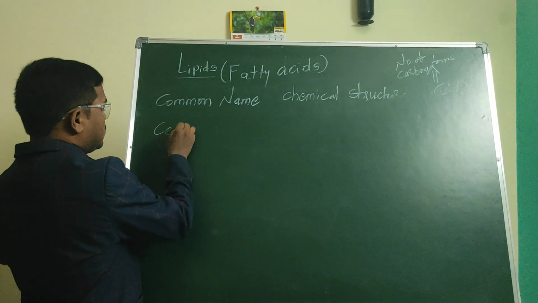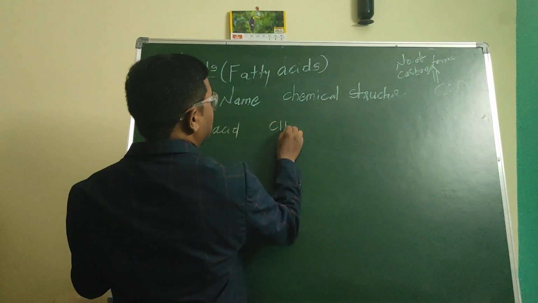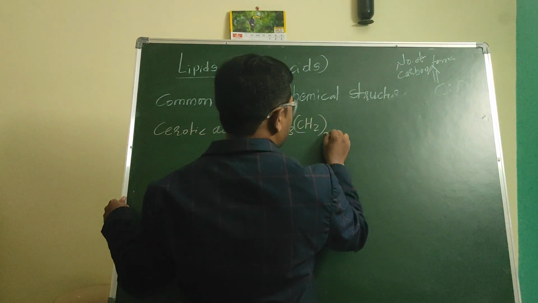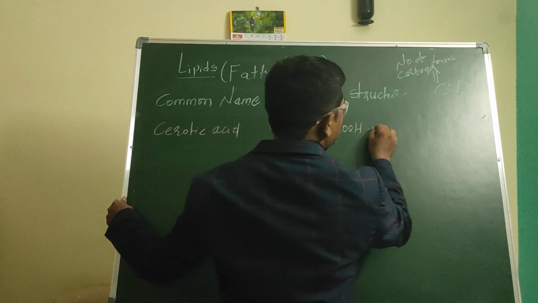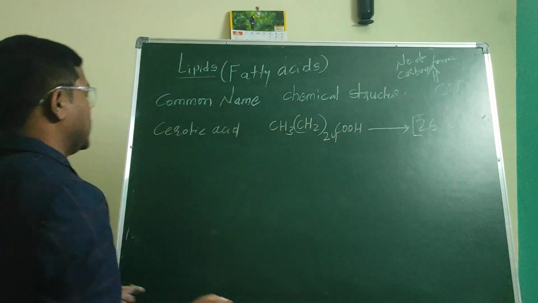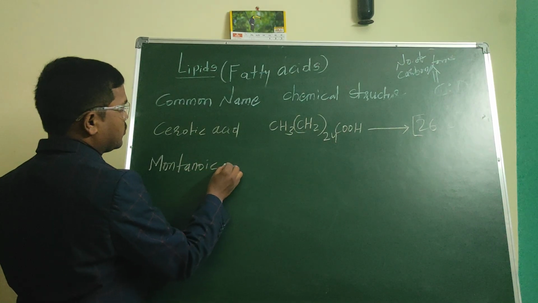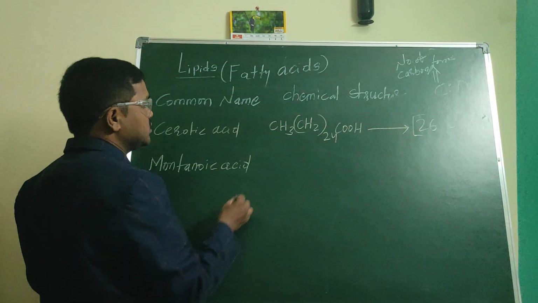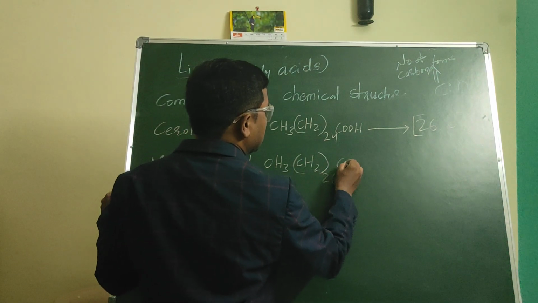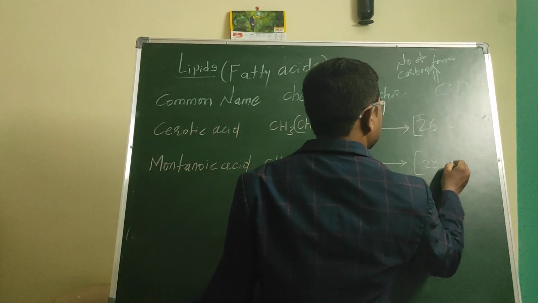Cerotic acid, CH3(CH2)24COOH, 26 carbons, 0 double bonds. Montanic acid, CH3(CH2)26COOH, 28 carbons, 0 double bonds.